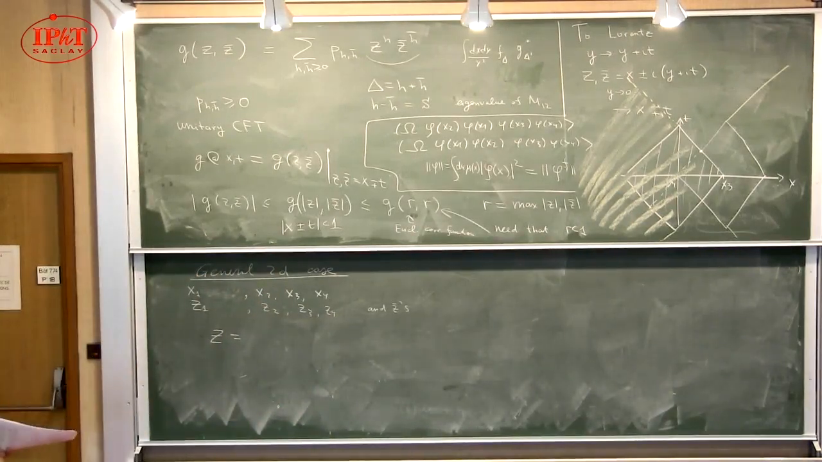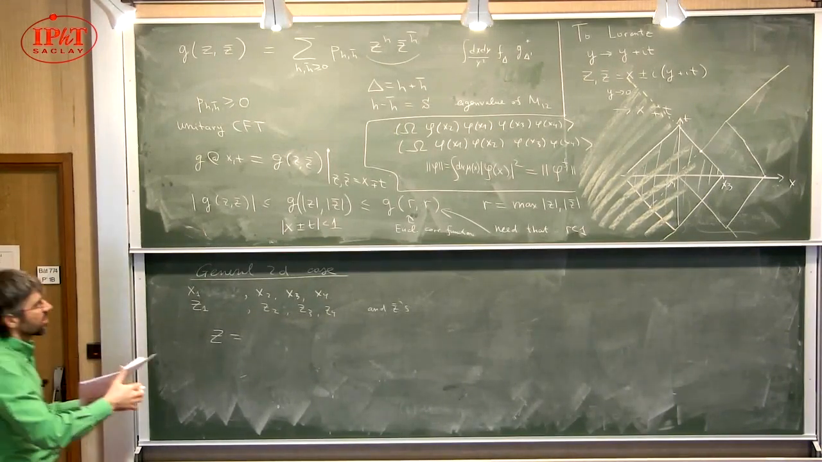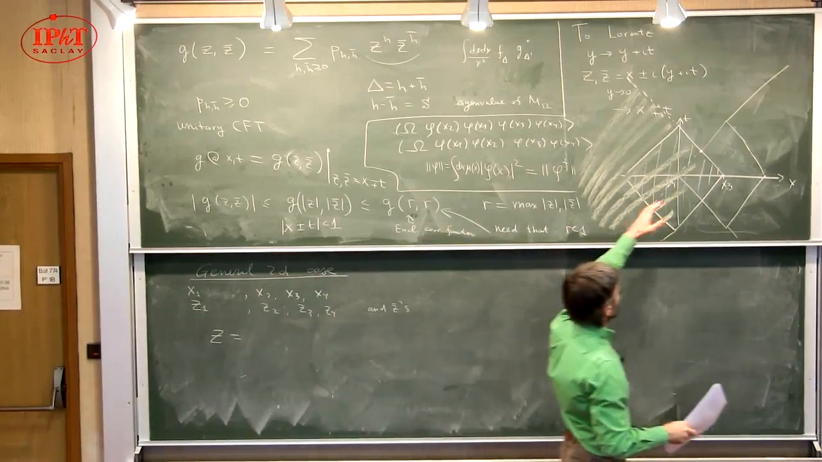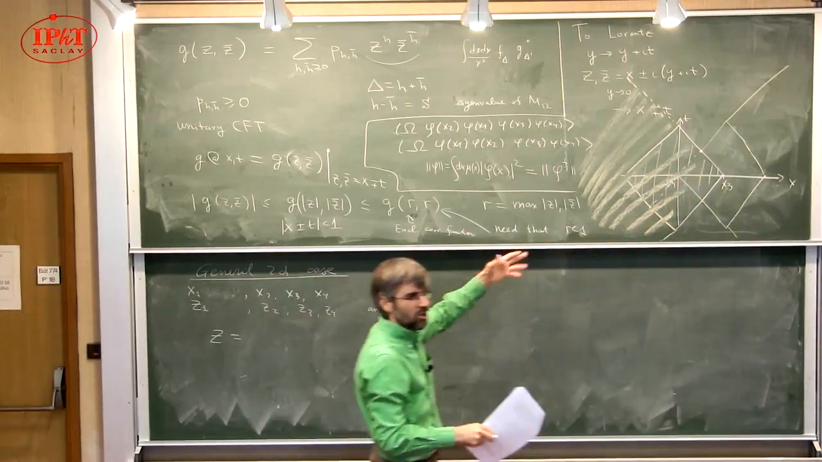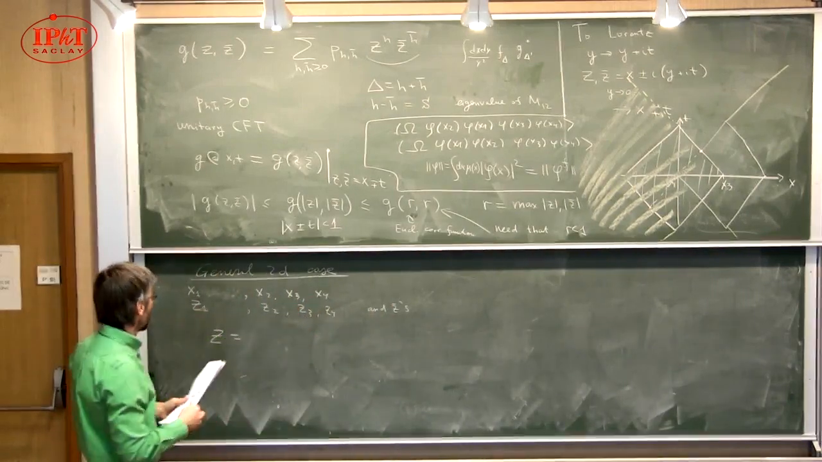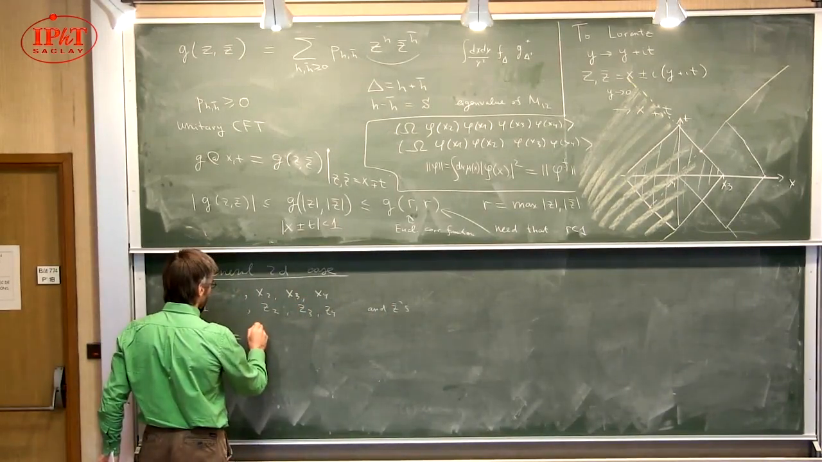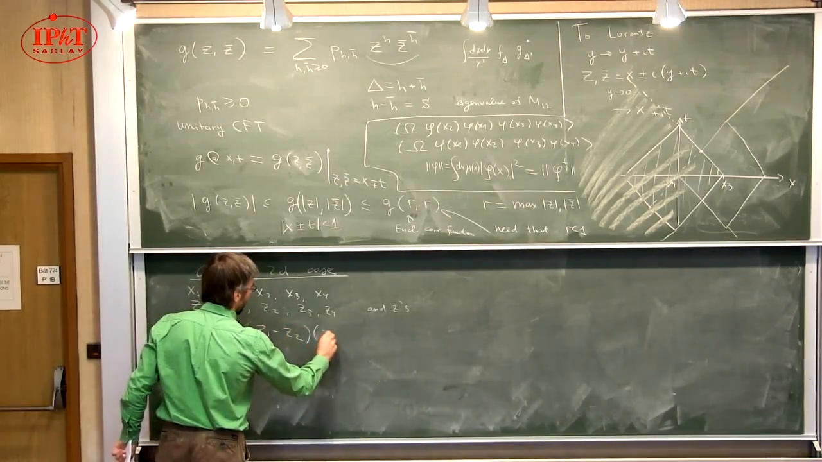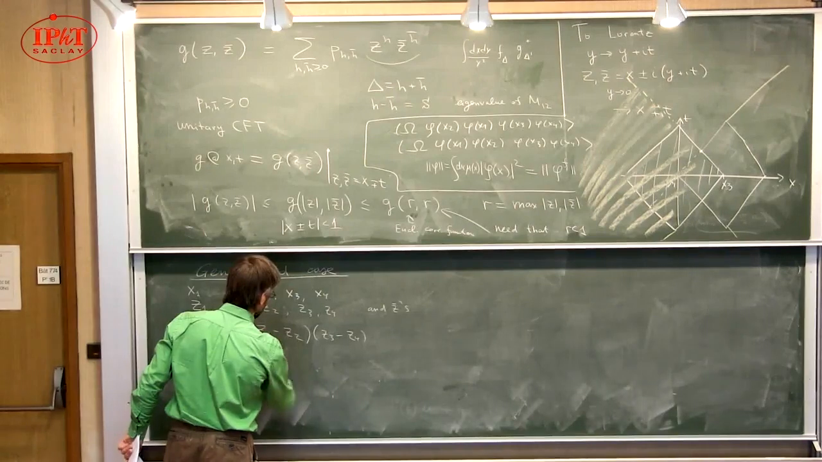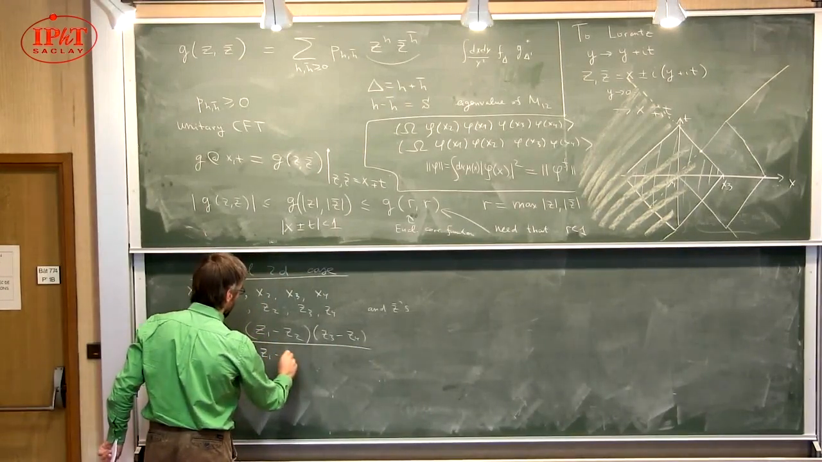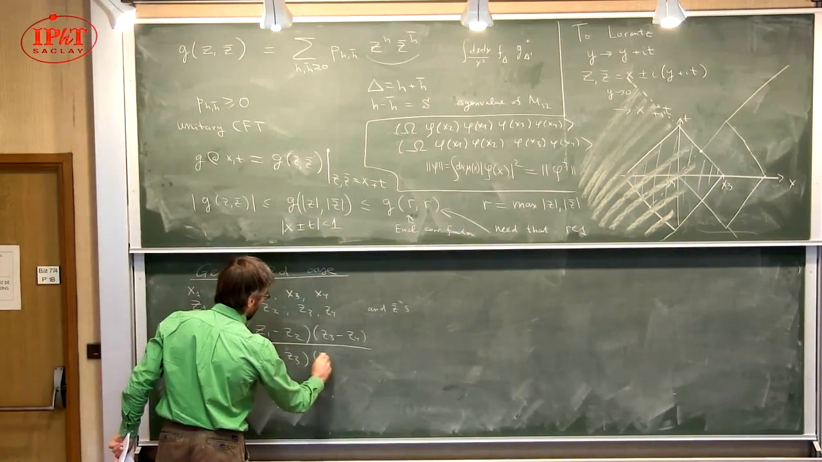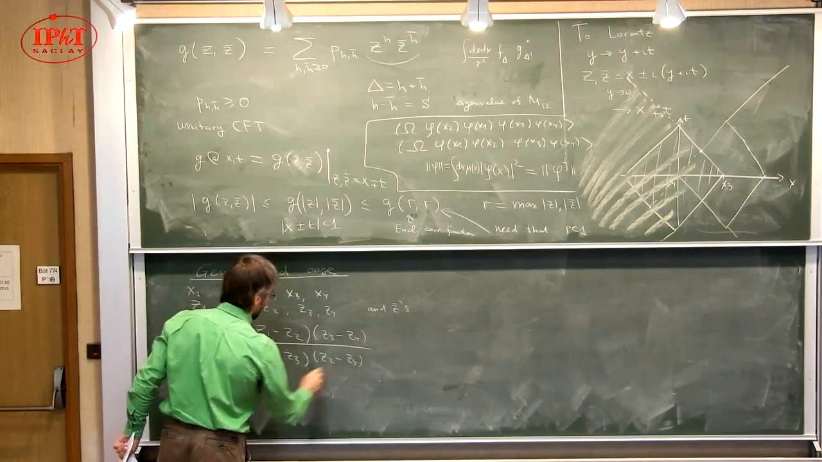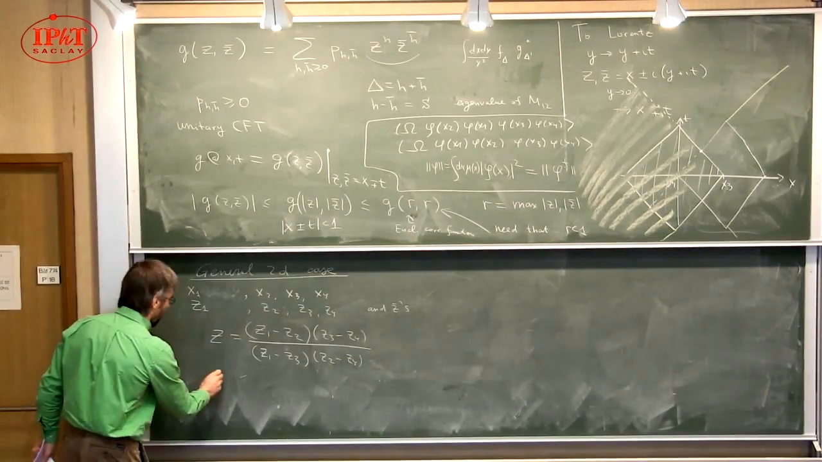Now I'm asking the following question. I have four coordinates moving around. Let me now move these 4 points into this configuration that I was considering, 0, 1, infinity, and the point. What is going to be the value of z that I will find? The claim is that z is equal to z1 minus z2, z3 minus z4, divided by z1 minus z3, z2 minus z4, and a similar formula for z bar.